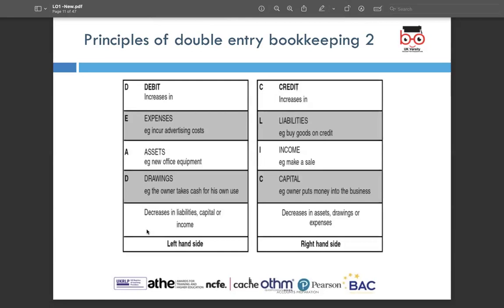Debit entries denote increases in expenses, such as advertising costs, or assets like new office equipment. For example, when a business incurs advertising expenses or purchases new equipment, these transactions are recorded as debits because they increase expenses or add to the value of assets. Credit entries indicate decreases in liabilities, capital, or income.